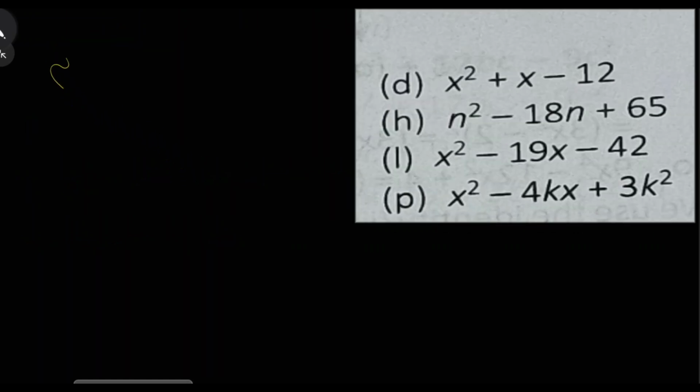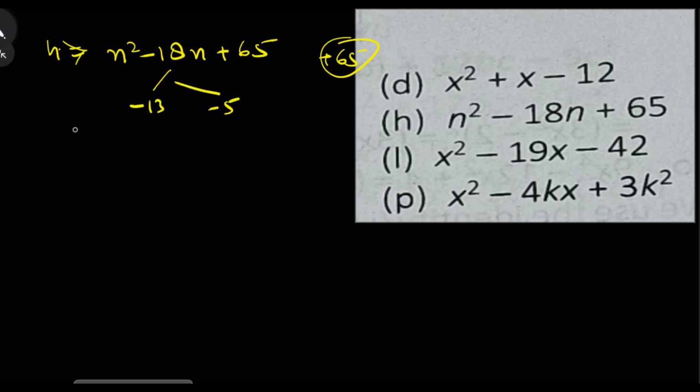Okay, now let us solve question number H here. Question H says n square minus 18n plus 65. 65 ones are 65. Now we have to split this 18 so that we can get the plus 65. So minus 18 can be split like 13 fives are 65. So it should be minus 13 and minus 5. Minus minus will become plus, and minus 13 minus 5 makes minus 18.